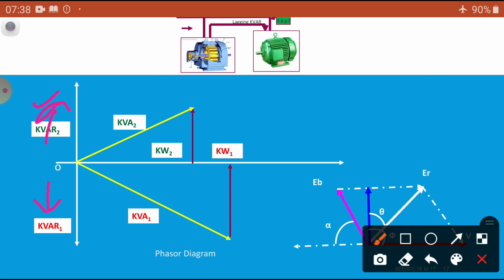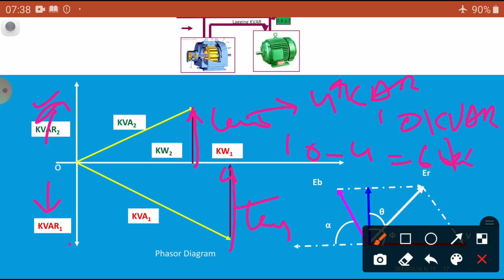Okay, kVAR2 leading, kVAR1 lagging. Now this value is generated, this value is consumed. This value is higher. This is a lagging value, this is a leading value. For example, this is equal to 10 kVAR1, and this is equal, for example, to 4 kVAR2. This is generated reactive power, it is consumed reactive power. Then overall what will happen? So total is equal to 10 minus 4, which is 6 kVAR in the system.